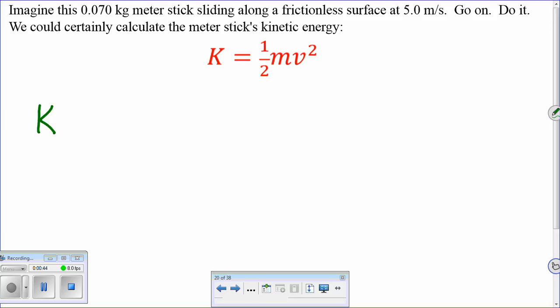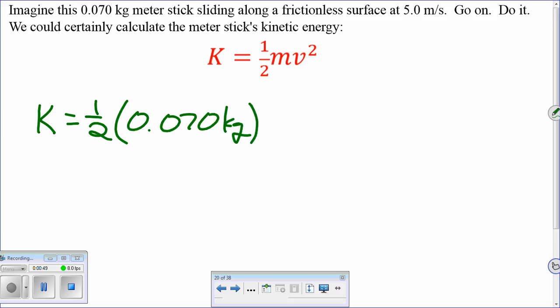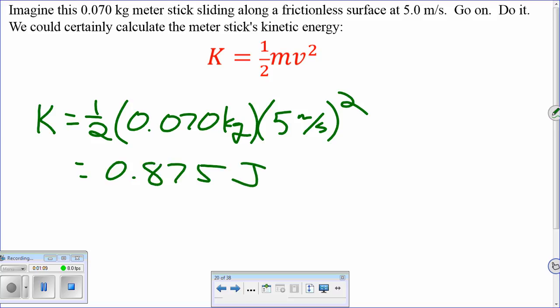So our kinetic energy is going to be 1/2 the mass of the meter stick times the velocity, which is 5 meters per second. Don't forget to square it, right? So we're going to get whatever 25 times 0.035 is. And I did not do that when I wrote up my notes, so I'm going to do this. 25 times 0.035, so you get 0.875 joules, right?